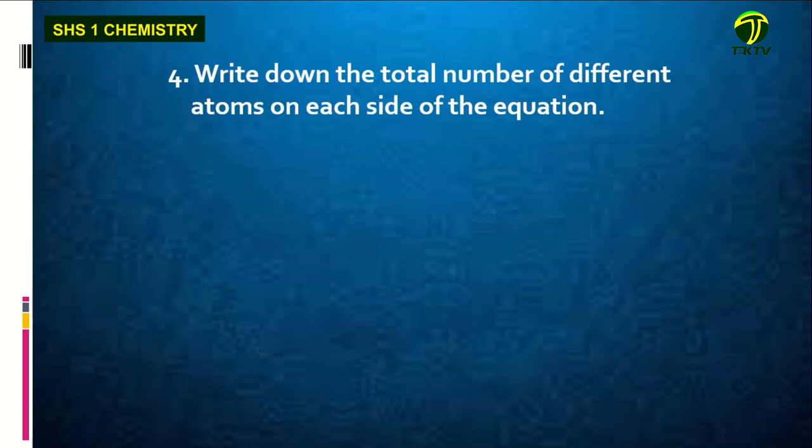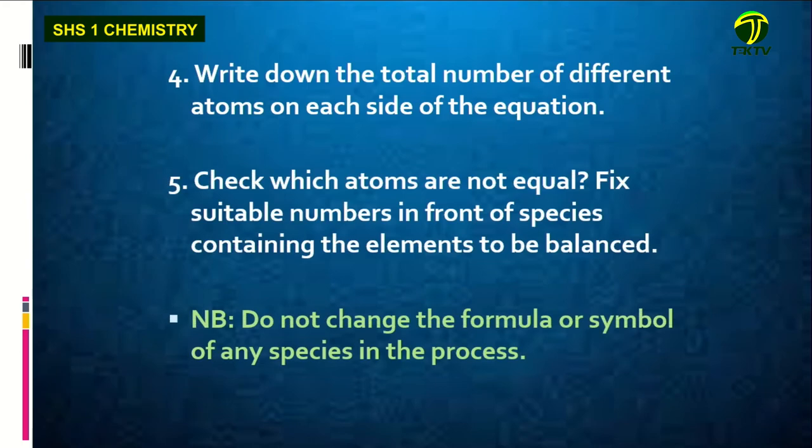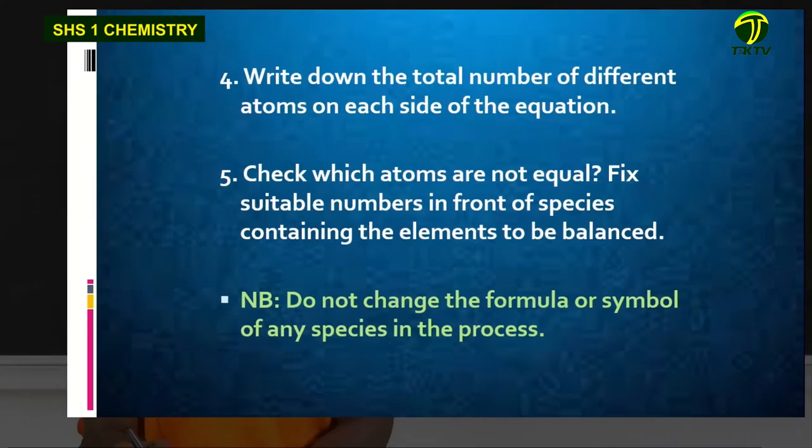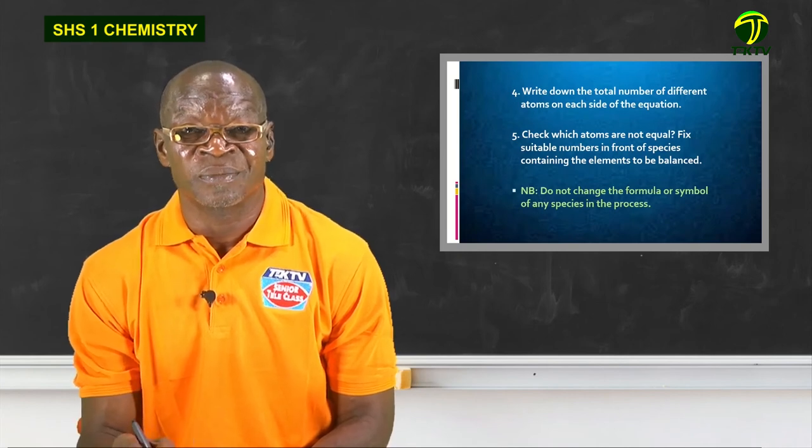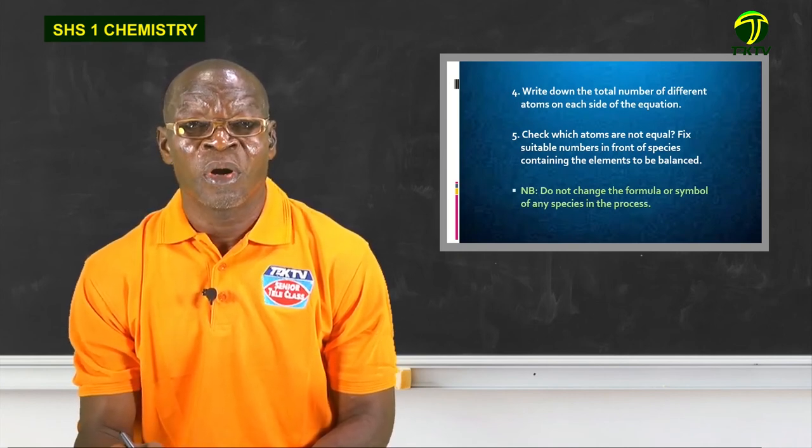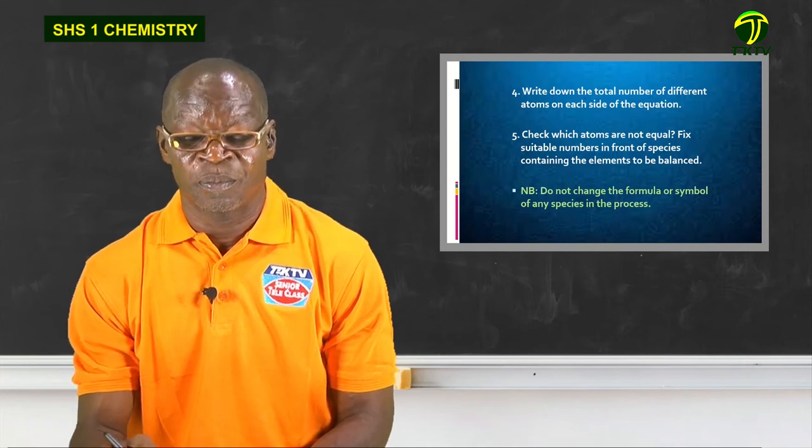We write down the total number of different atoms on each side of the equation. Then we check whether they are the same. If the atoms are not equal, then we fix suitable numbers in front of the species containing the element that we are to balance, not inside the formula, no, in front of the species containing the element. And you should know that you should not change the formula or symbol of any species in the process.